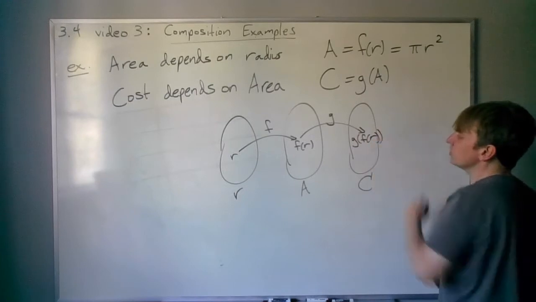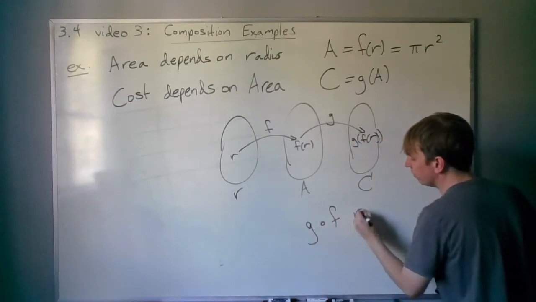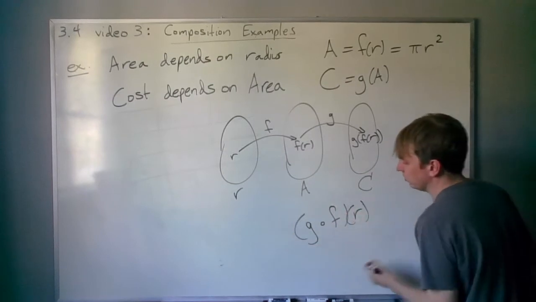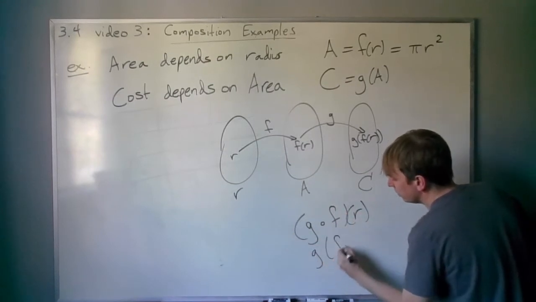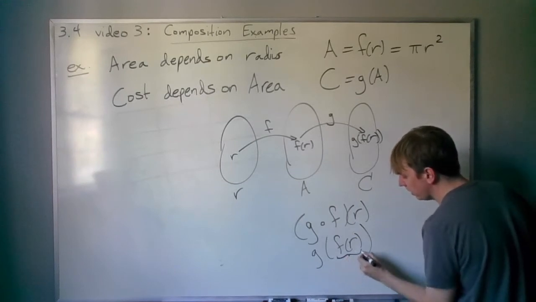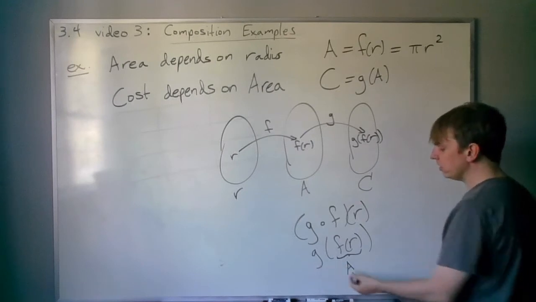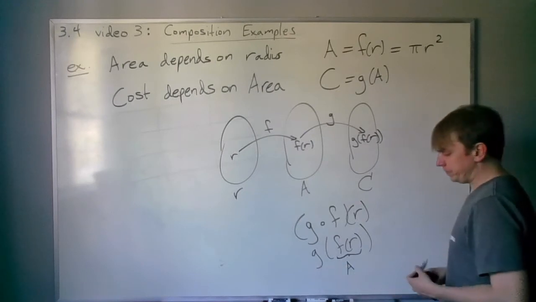And so the only composition that makes sense is g of f of r, which hopefully makes a little bit of sense because the inside of the parentheses would be our area, and the answer, g of area, should spit out cost.